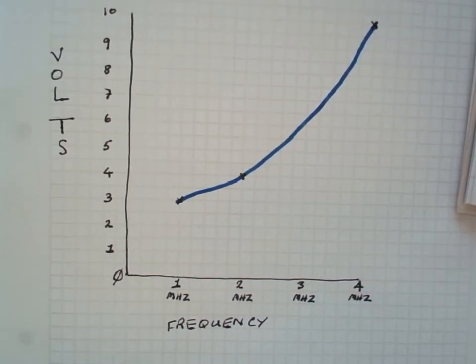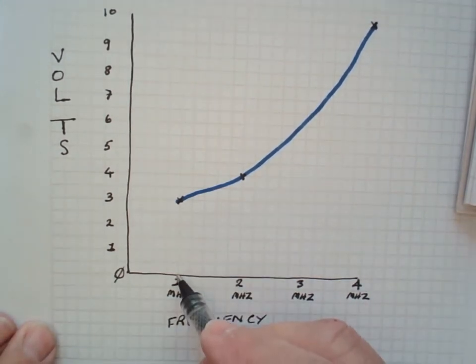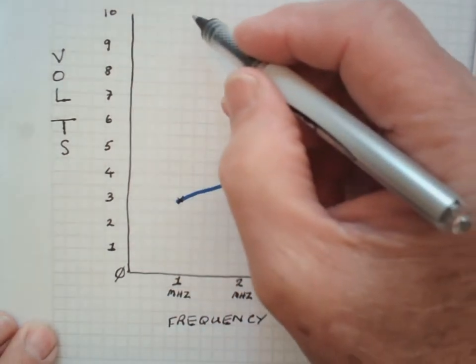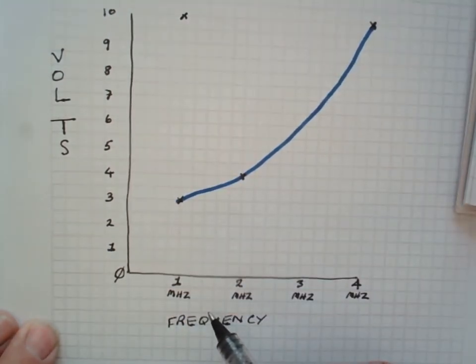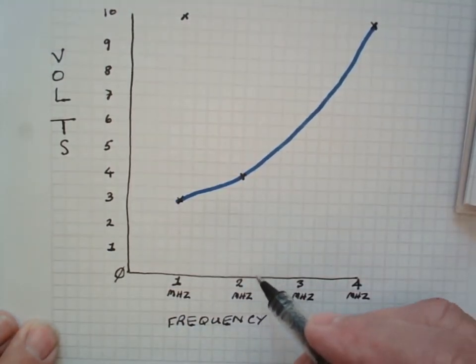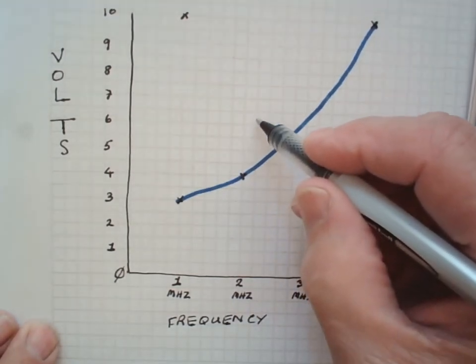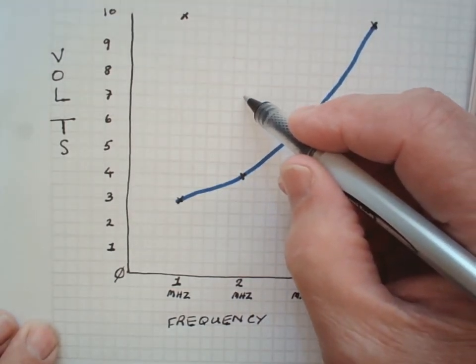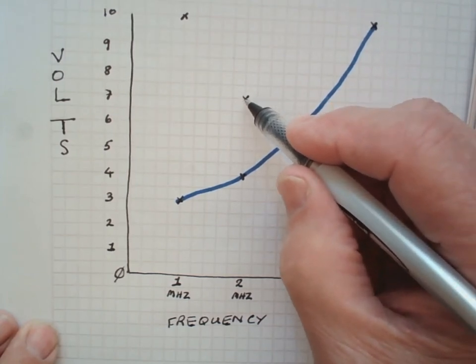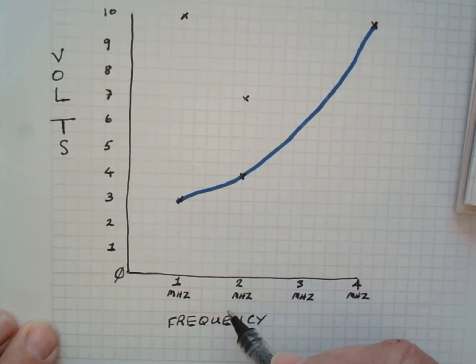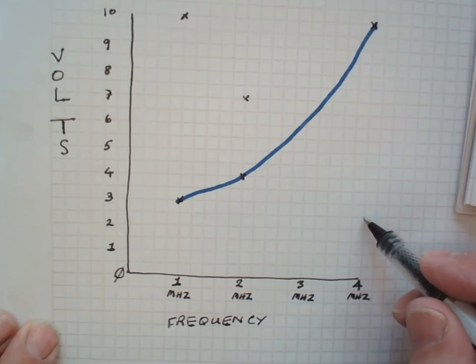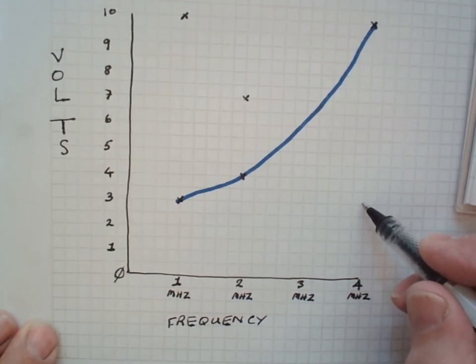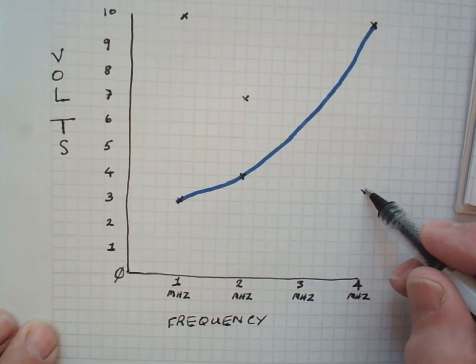Now let's look at the inductor. The inductor at 1 megahertz let the full 10 volts come through. So that puts it there. At 2 megahertz, the inductor only let 7 volts come through. So this is 7 volts there at 2 megahertz, puts it there. And at 4 megahertz, it only let 3.5 volts through. So I reckon that places it around about there.